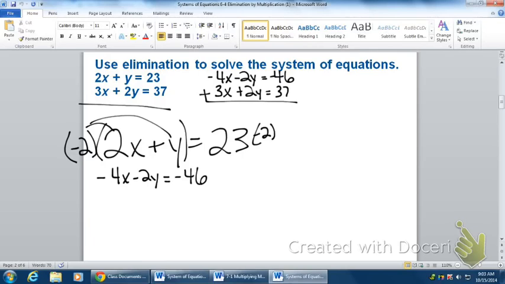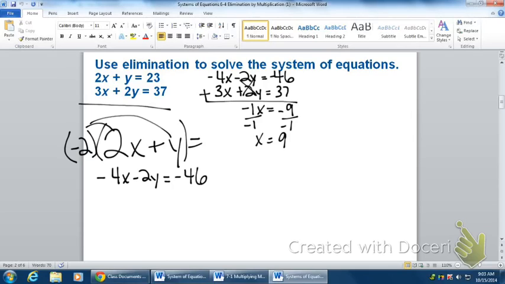So y's will cancel. This leaves you with a -1x is equal to what? Leaves you with a -9. Divide both sides by -1, and you are left with 9.